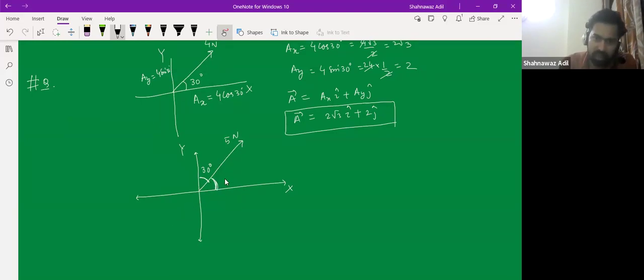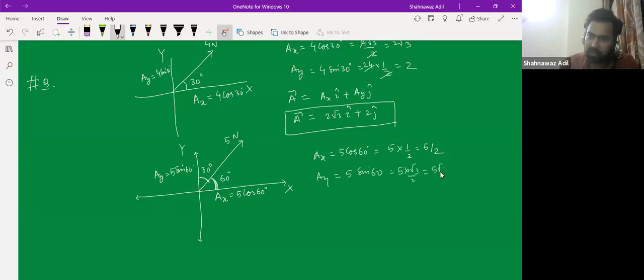This is 60 degree, right? Again, we can write the x component as 5 cos 60, and the y component is 5 sin 60. So Ax is 5 cos 60, and this is 5 by 2. Ay is 5 sin 60, so 5 root 3 by 2.